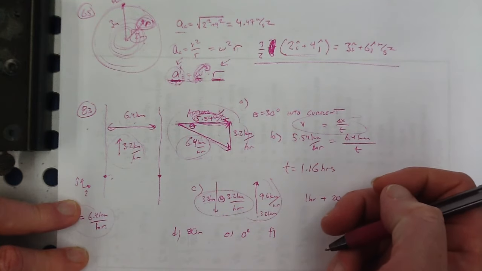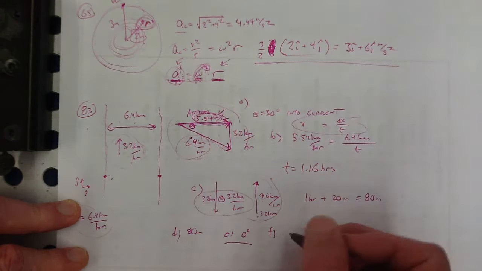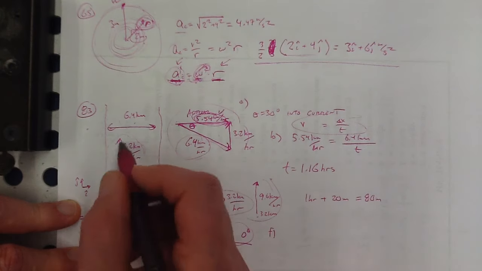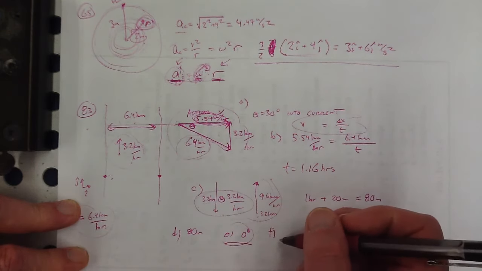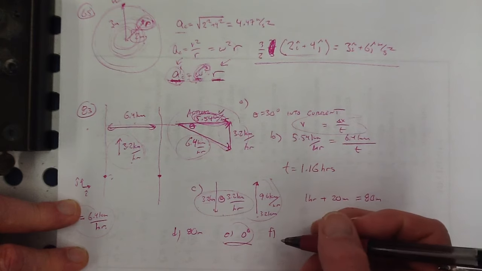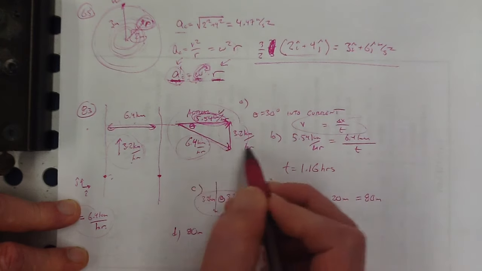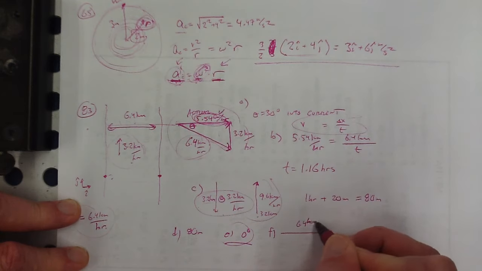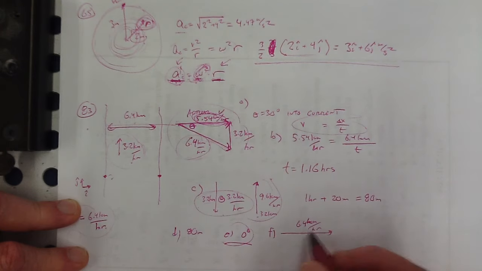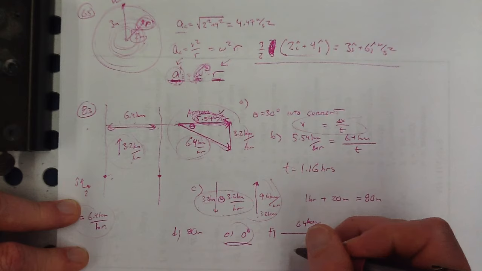So for part F, the question was, E. So this is 0 degrees. She needs to just go straight across the river, 0 degrees to the i direction. And then F, how long is that shortest time? Well, if she has all of her 6.4 kilometers per hour pointed across the river, and it's 6.4 kilometers across the river, it's going to take her 1 hour.